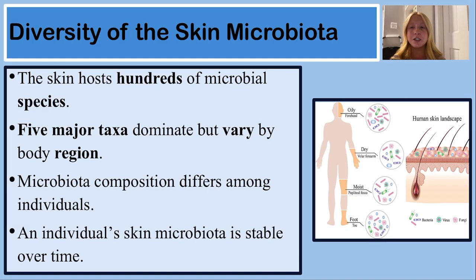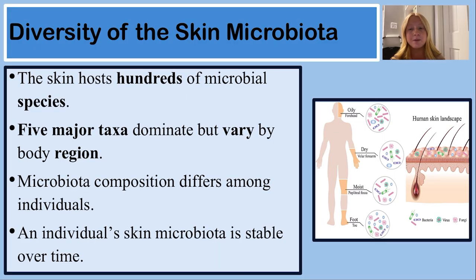So there have been studies that show that skin has a lot more microbial diversity than thought before, because there are hundreds of microbial species that live across different areas of the body. There are 5 major taxa, and that is broad groups of microbes. These are found in different proportions depending on the region of the body. So for instance, we have oily areas and dry areas, and they have different microbial communities.